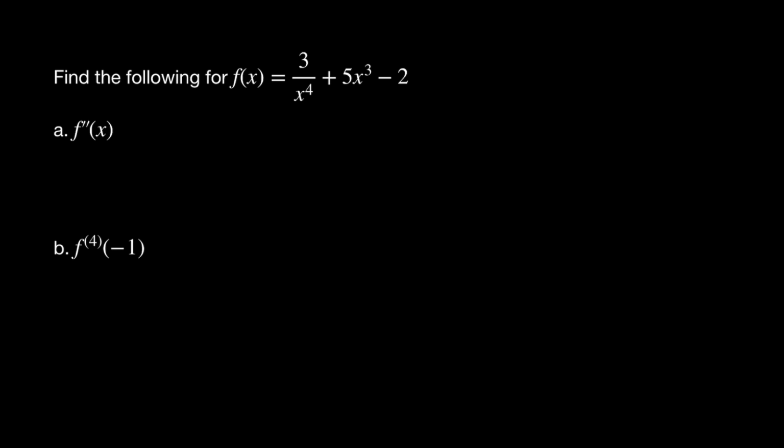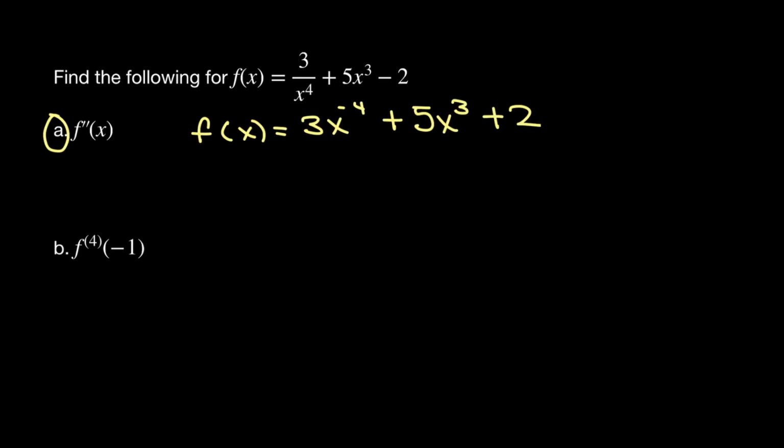So let's just take a look at a quick example. We have the function f of x equals 3 divided by x to the fourth plus 5x to the third minus 2. Let's find f double prime of x. Let's find the second derivative. So first thing I'm going to do is take that 3 divided by x to the fourth and rewrite that as 3x to the negative 4.